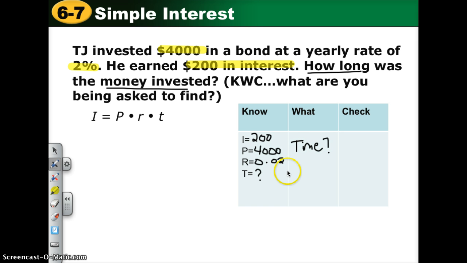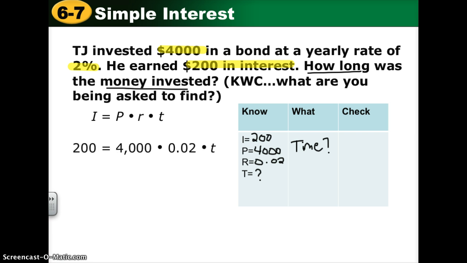And remember, time is in years. So let's plug in the information we know. I is 200, P is 4,000, R is 2/100ths, and T is T. So we multiply 4,000 times 0.02 to get 80. So now we have 200 equals 80T.